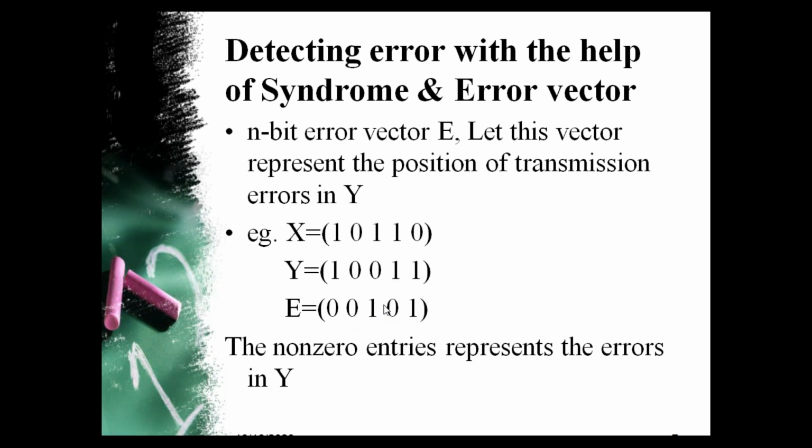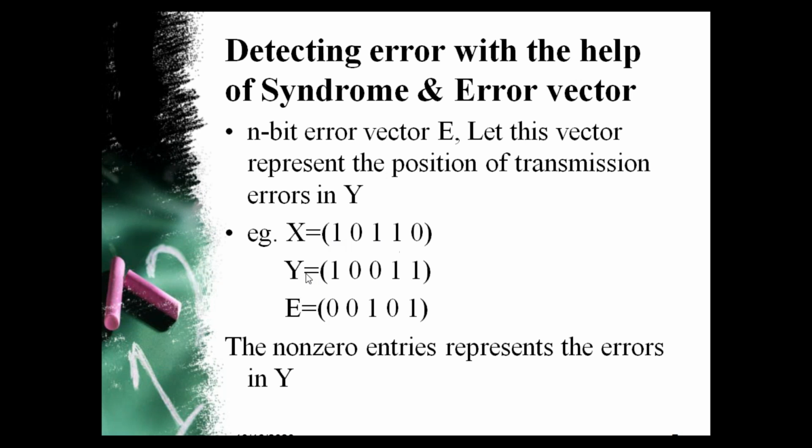Therefore in the error vector that is represented by the bit 1. Then the fourth bit, transmitted is 1, received is 1, so we write 0 in the error vector. Then the fifth bit: in x the transmitted bit is 0 and the received bit is 1, so we represent it by a 1. In that way, we write the error vector. Here in the third and fifth bits an error occurred. Non-zero entries represent the errors in y.